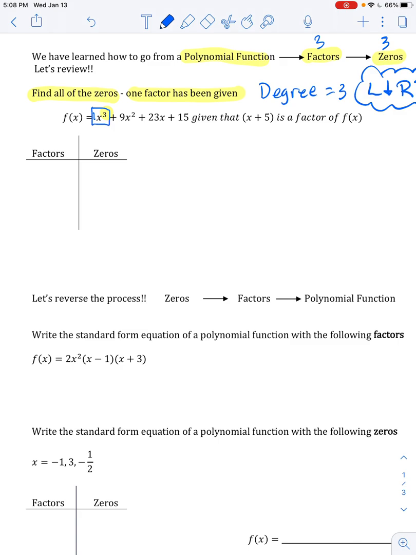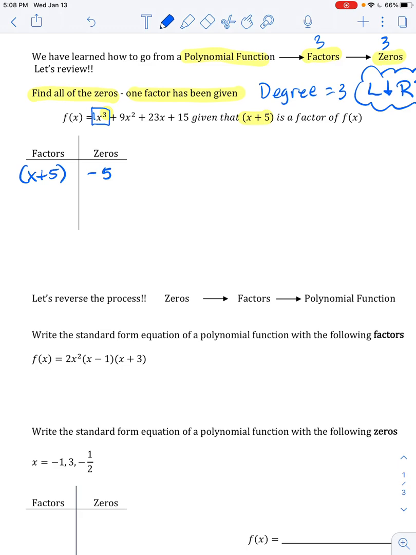I know that there are 3 factors, and this set of notes was kind enough to give me one. It's saying that x plus 5 is a factor. Like free information, everybody loves free stuff. Keeping in mind that zeros are what make the factor equal 0. Think about what you would have to plug in to make this factor of x plus 5 be 0. So from what we've been learning, that would give me a zero of -5.